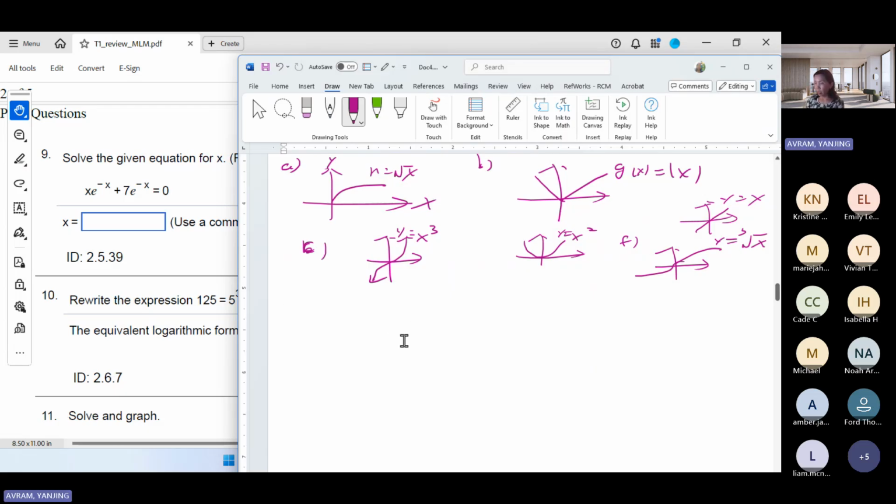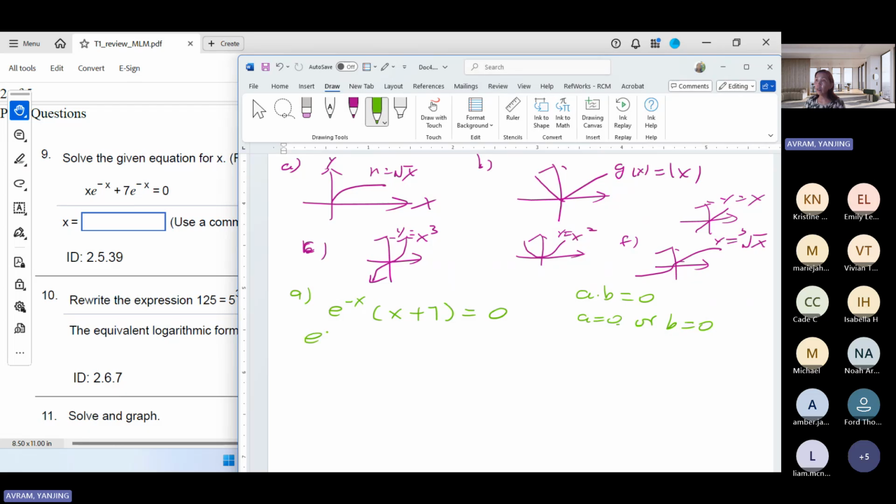Okay, we can factor. We can take this e to the negative x out. So this will be just x plus 7 equal to 0. Remember, if I have a times b equal to 0, one of these should be 0. If none of them is 0, the product won't be 0.